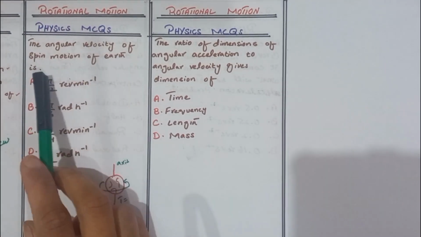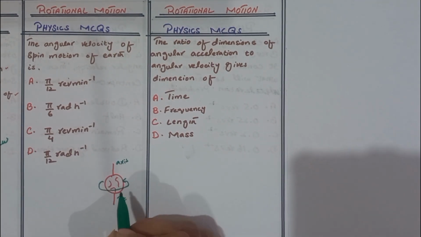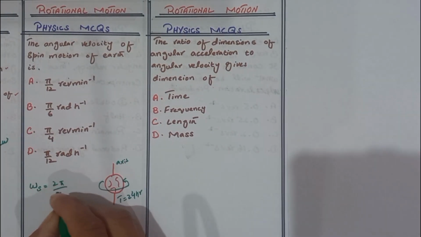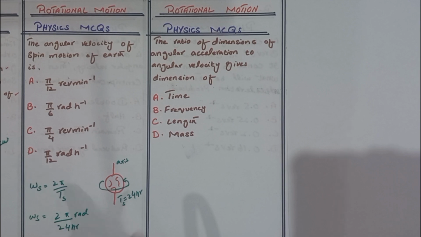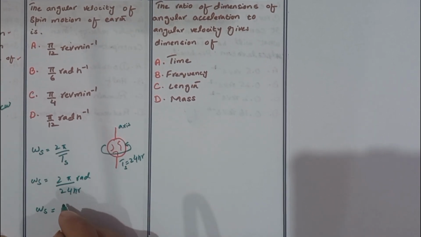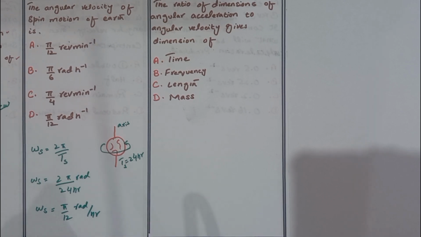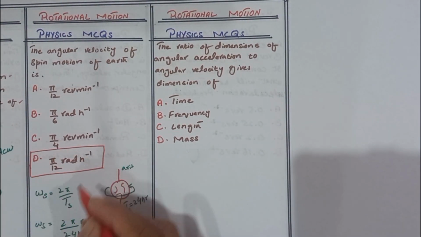Now we calculate the angular velocity of the spin motion of the Earth. We know that the Earth rotates about its axis and the time period is 24 hours. Now we calculate the angular velocity. We know the angular velocity formula is omega equal to 2 pi over T. For the spin motion of the Earth, we write omega s is equal to 2 pi over the time period, 24 hours, with 2 pi radians. So our answer is omega s is equal to pi by 12 radian per hour. So our correct option is pi by 12 radian per hour.